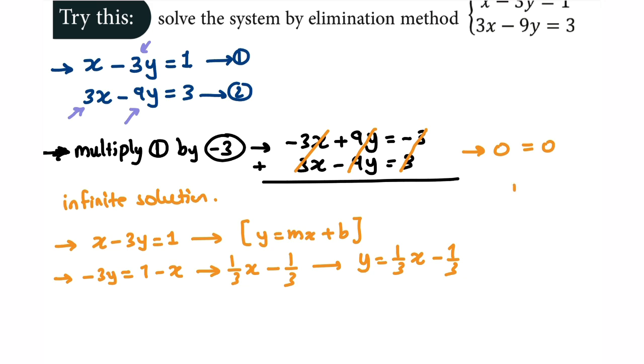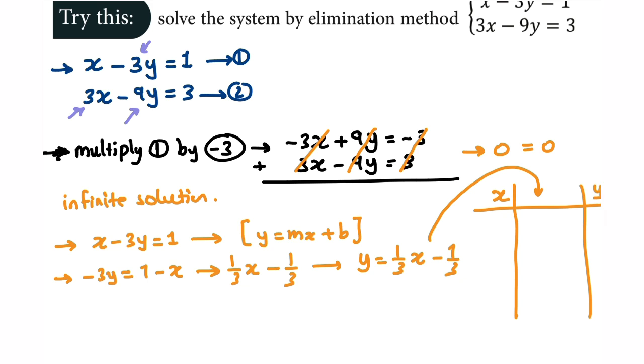After that, you are going to create a table here in 3 parts. This is the x, that is the y function that we have here, okay? And the y value. So I'm going to give it some values, for example, 1, 0, and minus 1. So if I put 1 here in the equation, I get y equal 1 over 3 minus 1 over 3. So you get 0. So the first solution is 1 and 0, okay?